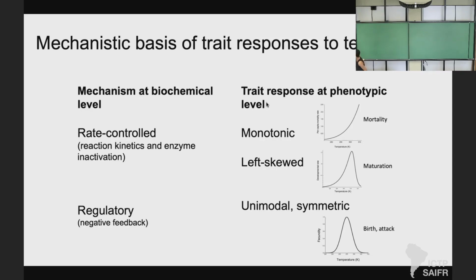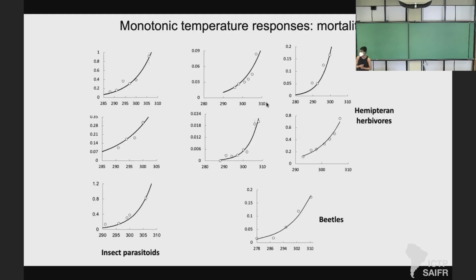So they tend to be these unimodal and symmetric responses that can be described by something like a Gaussian, like a normal distribution, okay? And good examples are birth and attack rates. We know about birth and attack rates, right? We've seen a lot of it, but not how they respond to temperature. So here are some examples.